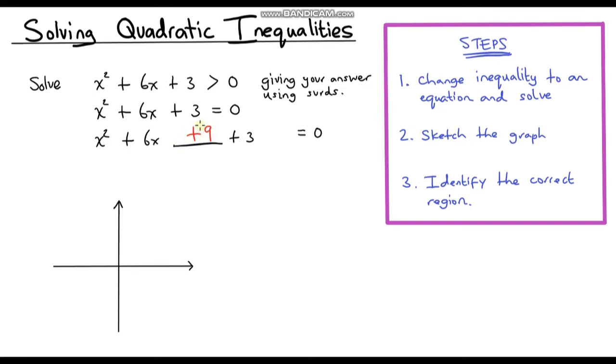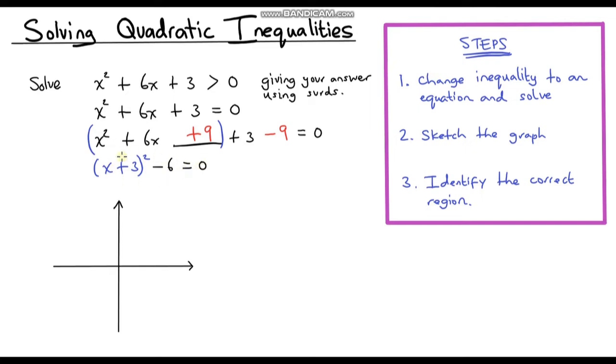Now, we can't just add on 9, we also have to subtract 9 because we need to make sure that the equation is the same. But now, after doing all of that, if we focus on this part, this does now factorise. This factorises to x plus 3 squared. And you can check that if you want by expanding this out. And then we've got plus 3 minus 9, which is just minus 6. And then that equals 0.